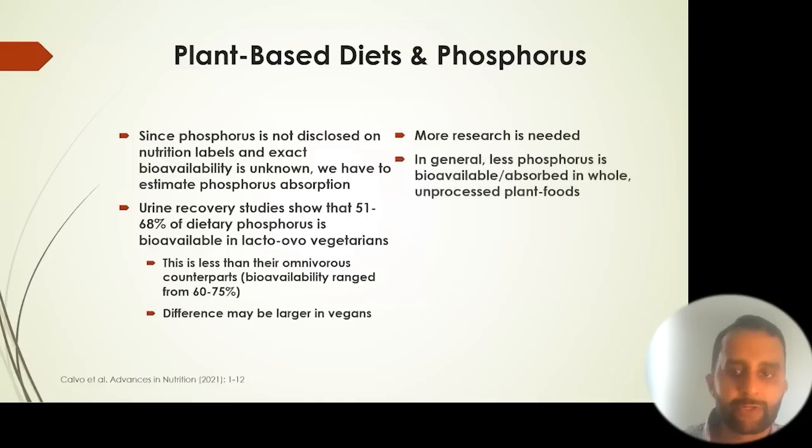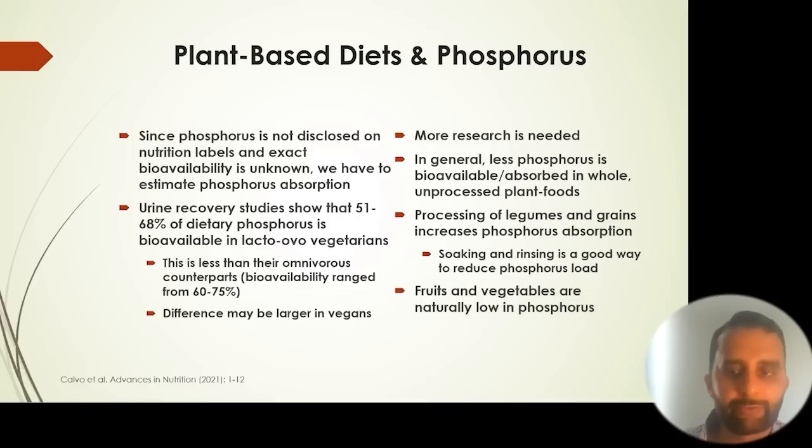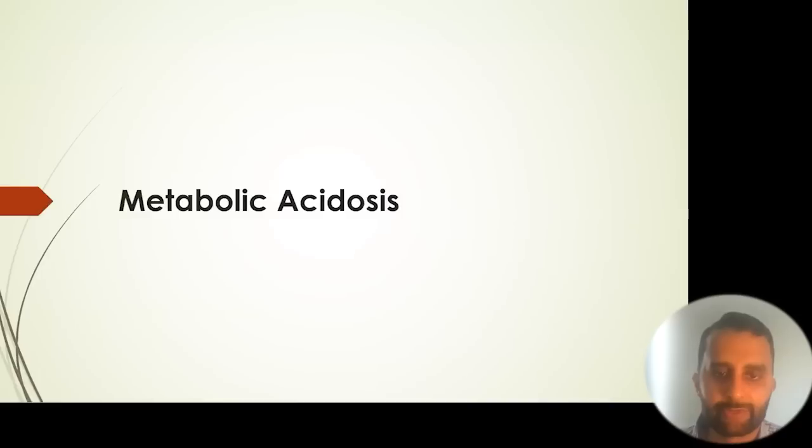Certainly, we need more research, but in general, less phosphorus is bioavailable and absorbed in whole unprocessed plant foods, and processing of these foods increases phosphorus absorption. Soaking and rinsing may be a good way to reduce phosphorus load. And it's important to note that fruits and vegetables are naturally low in phosphorus, so these foods are good in lowering phosphorus levels.